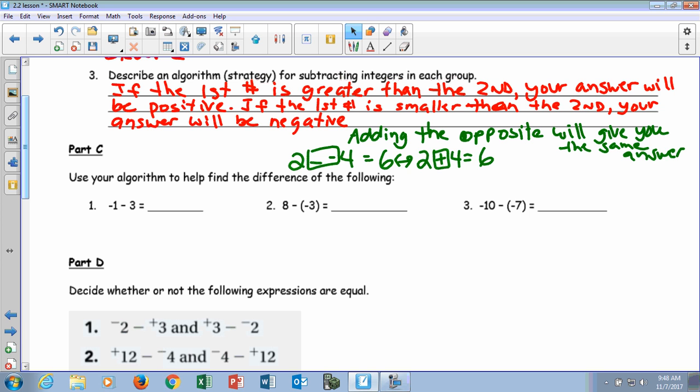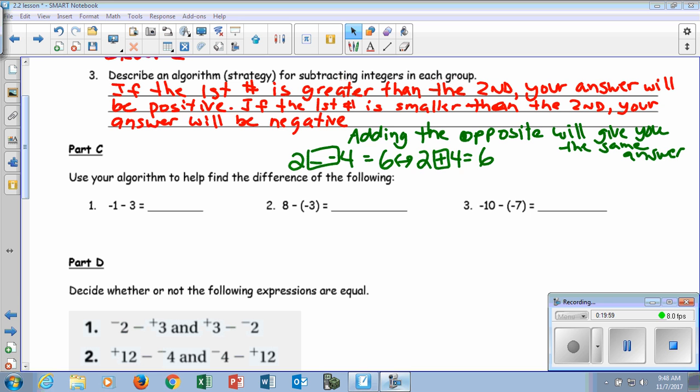So find out those subtractions using our little algorithm, our strategy that we came up with. I want you to solve these 3, and then look below and tell me if these two expressions are equal. So if you were to subtract 3 from negative 2, is that the same thing as subtracting negative 2 from 3? Right? Basically, what are they doing down here in D? They're seeing if the commutative property works for subtraction, right? So let's see what happens. I'm going to pause the video again.